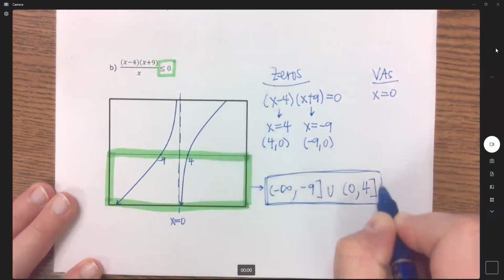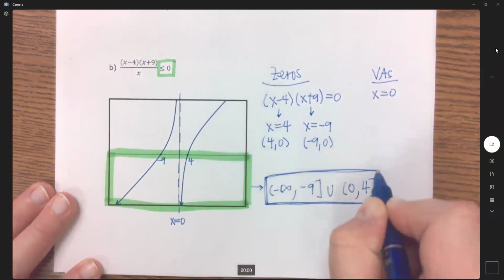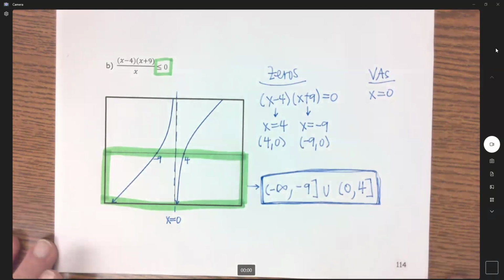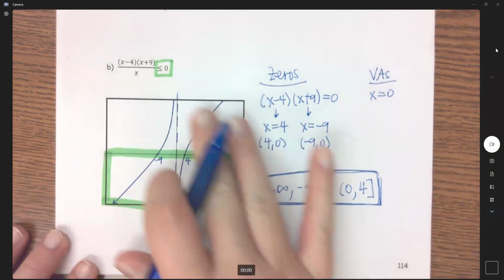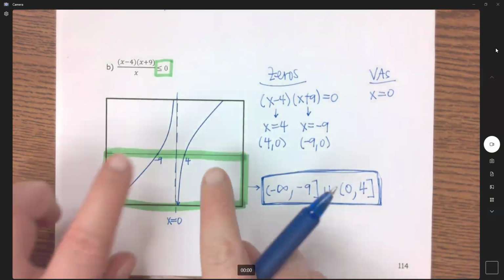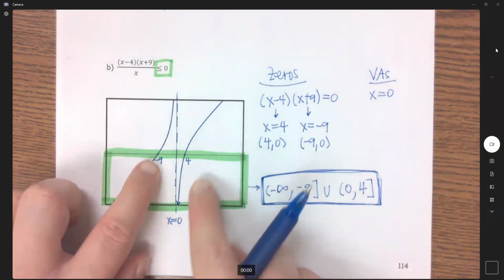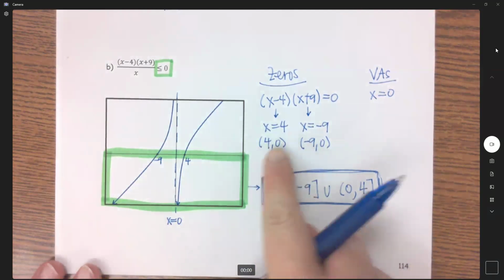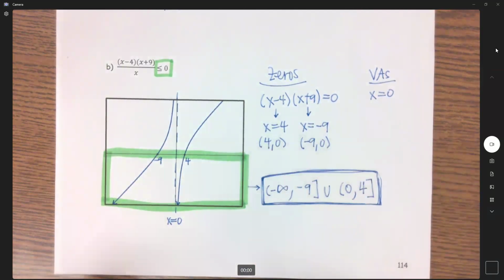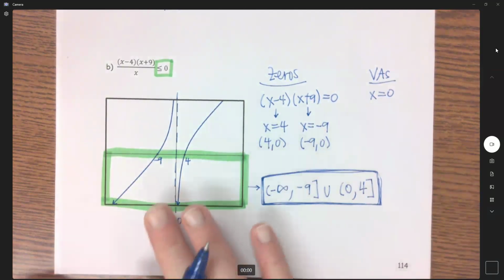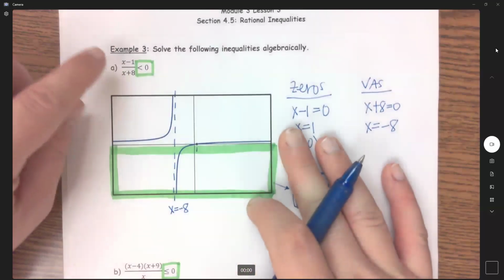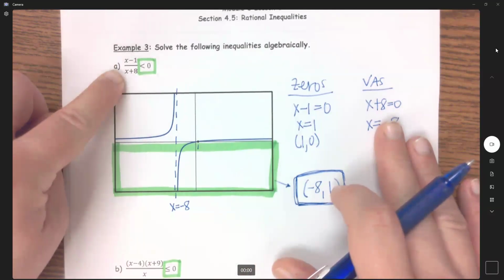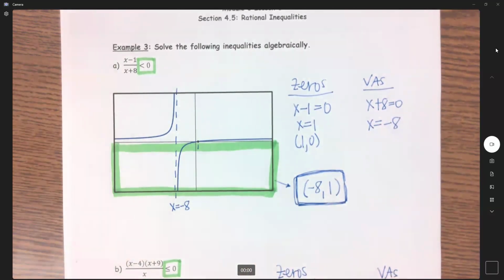For my on-campus students specifically, this is what your test question is going to look like over rational inequalities. I'm going to give you this graph, but I'm not going to tell you where your zeros are, and I'm not going to tell you where your vertical asymptote is. So you will need to be able to find them. Very, very easy to find the 0, set the numerator equal to 0, to find the vertical asymptote, set the denominator equal to 0. You just have to know which is which.